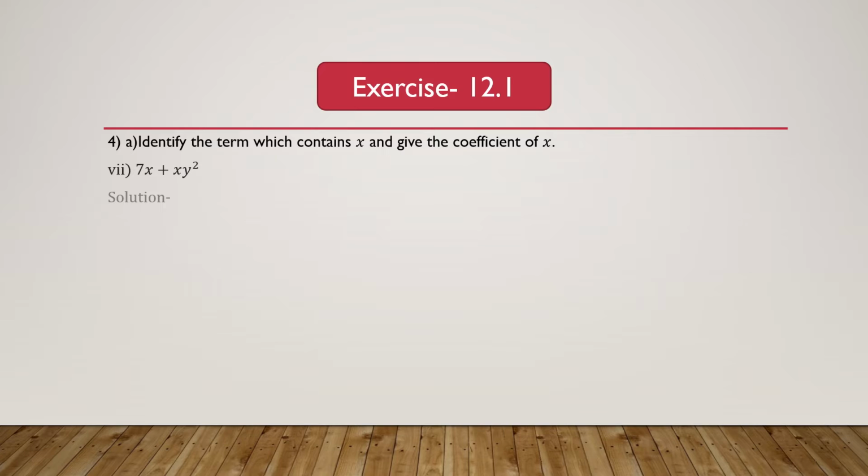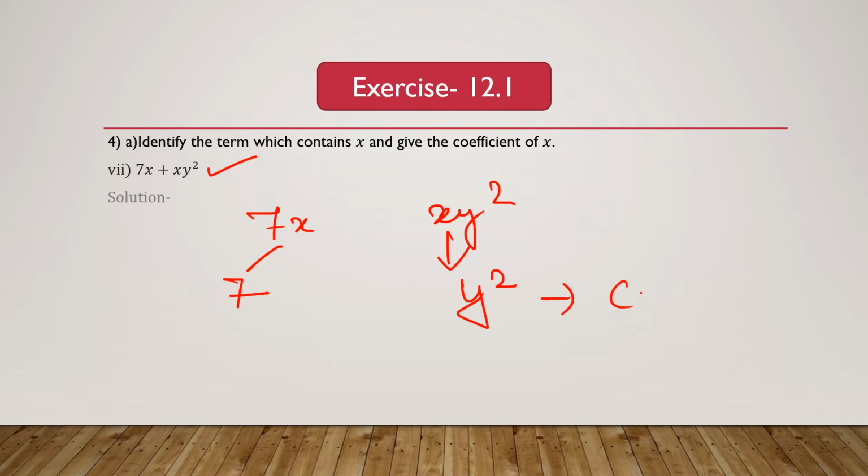Now seventh bit, 7x plus xy square. We have to identify the term which contains x and the coefficient of x. So the term which contains x is 7x, and coefficient of x is 7, and the other term which contains x is xy square, and coefficient of x is y square. Coefficient of x in 7x is 7, and coefficient of x in xy square is y square.